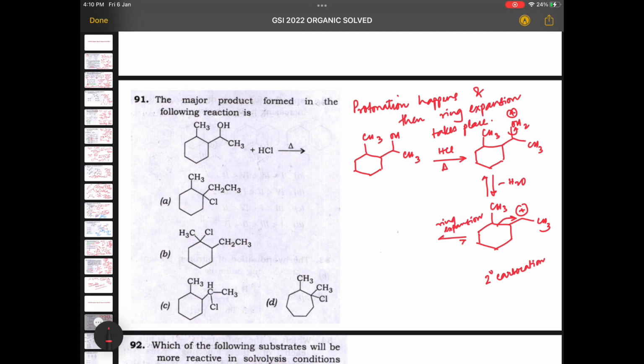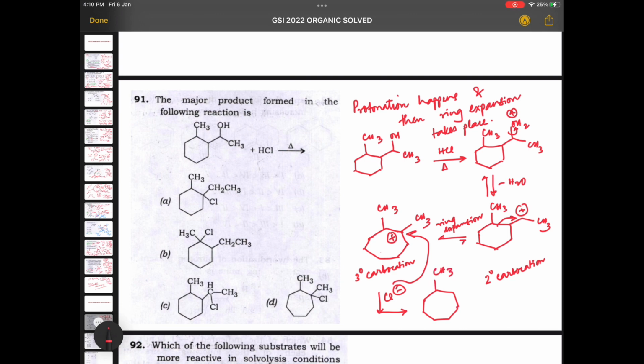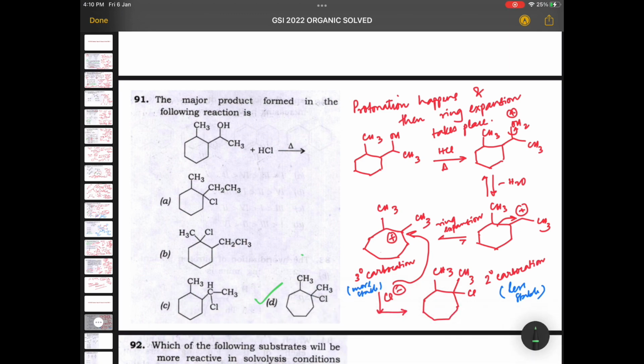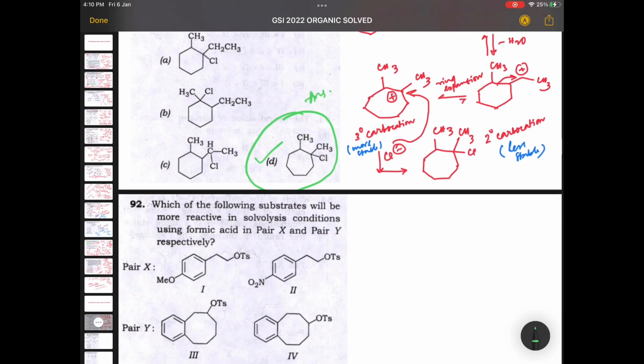And on drawing the 7-membered cycle with the proper functionalities, the methyls, we actually see that the positive charge now that has formed is a 3-degree carbocation, which has got more stability than the 2-degree carbocation, and hence the ring expansion happens. That is the driving force of the ring expansion. After that, the chloride attacks the carbocation, and we actually get the product. And hence, as we can see, the product here is option number D. So the fourth option is the correct answer.